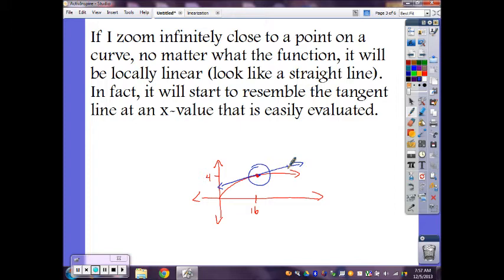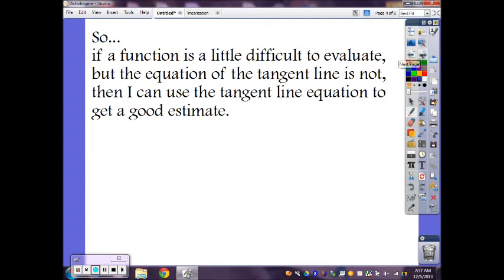So the idea is that if a function is a little difficult to evaluate, but the equation of the tangent line is not, and it's not because it's y equals mx plus b, that's easy to evaluate without a calculator, then I can use the tangent line equation to get a good estimate. So I use the tangent line equation of a point nearby to estimate the value of the function at a more difficult x value.